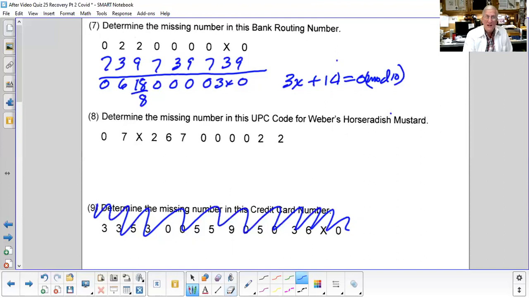It has to end in a 6 in order to end up with what I want, right? So I want 0 mod 10. So what does x have to be? X has to be 2, all right? So this number down here should have been a 2.